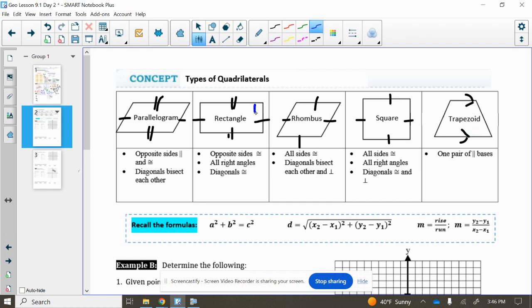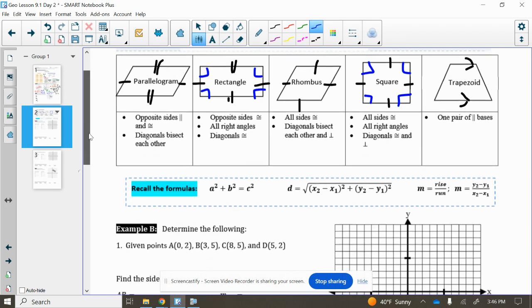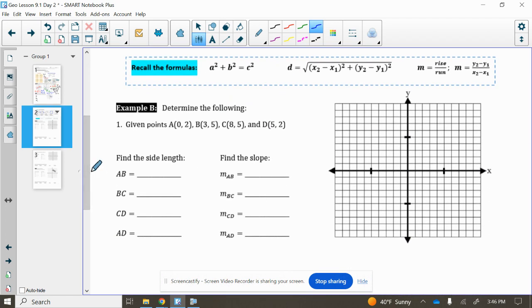Now, something else that's going to differentiate our squares and our rectangles from the other two is the fact that we create these right angles here, aka the sides are perpendicular. So in this next piece, we want to graph and decide what kind of quadrilateral are we being given. So we have a point A at 0, 2. B is at 3, 5.